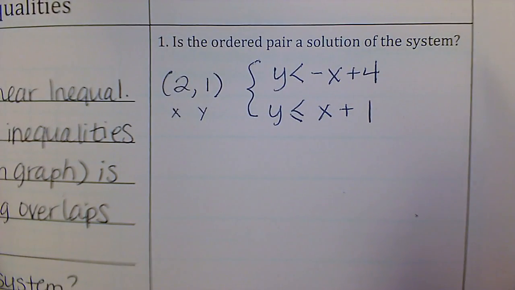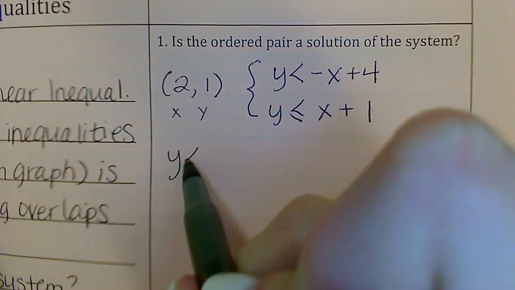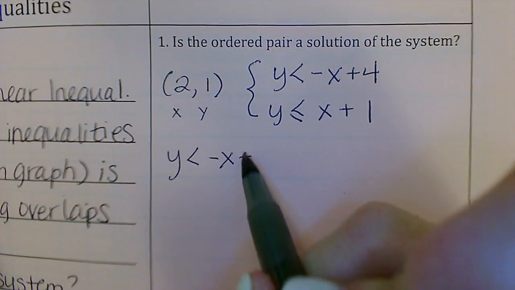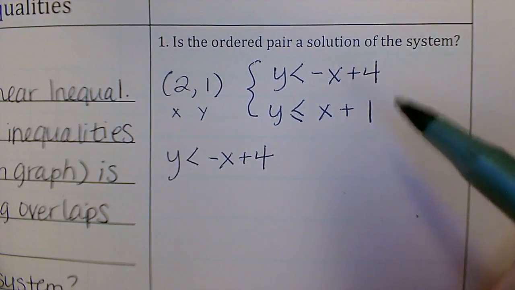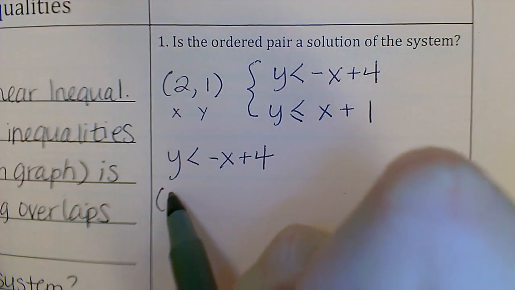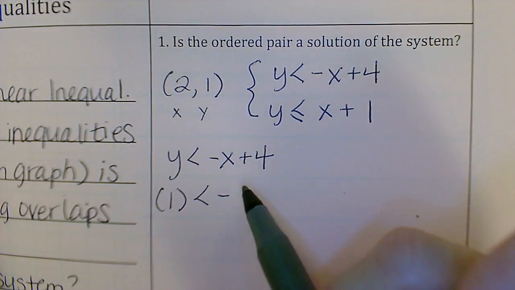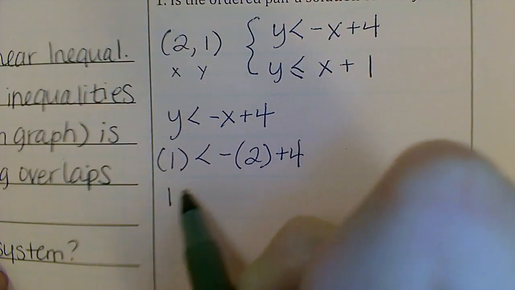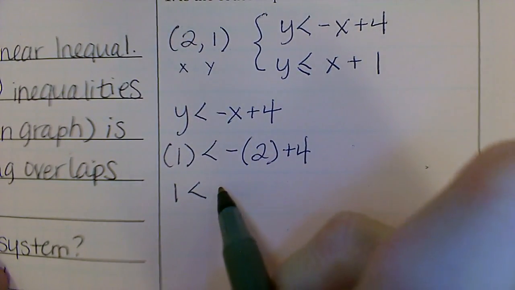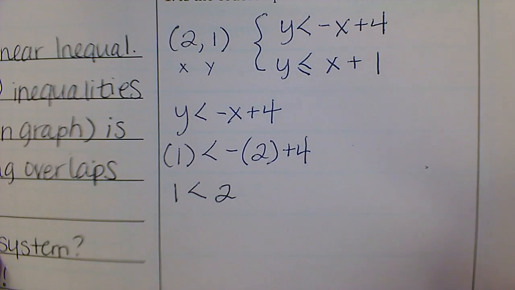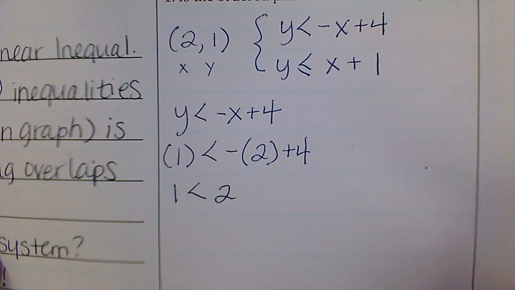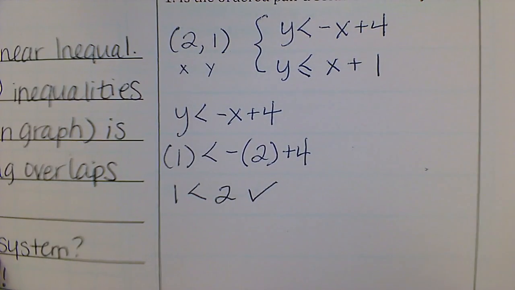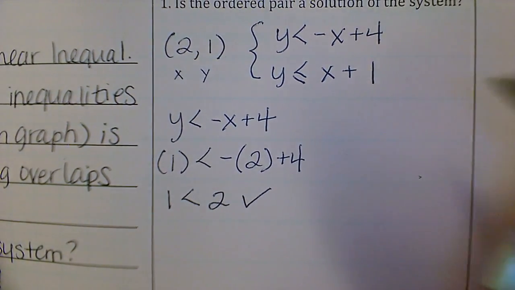So let's take a look at the first inequality. I have y is less than negative x plus 4. So I take my y value as 1. 1 is less than negative 2 plus 4. Negative 2 plus 4 is going to get me 2. I have to ask myself now, is 1 less than 2? Yes, that works.